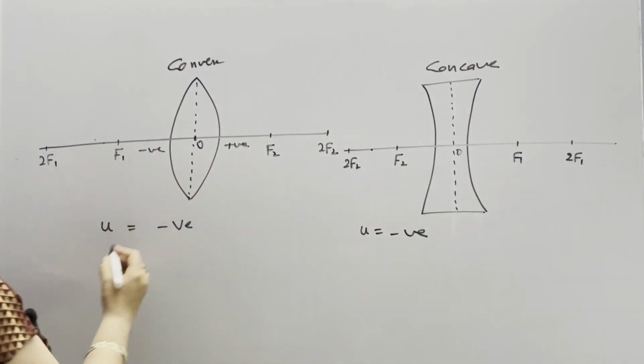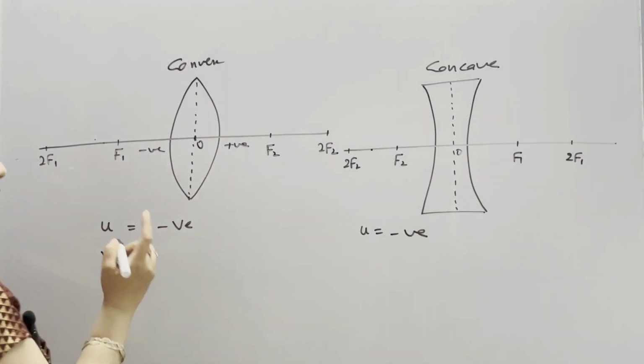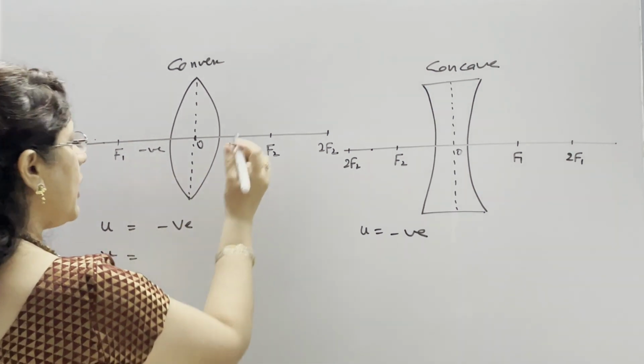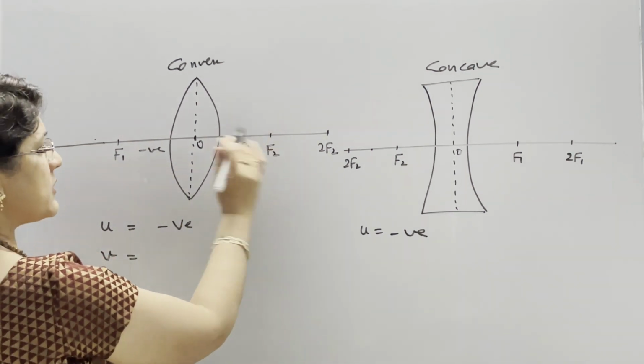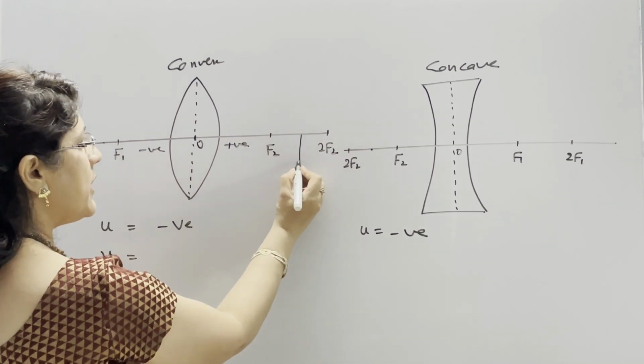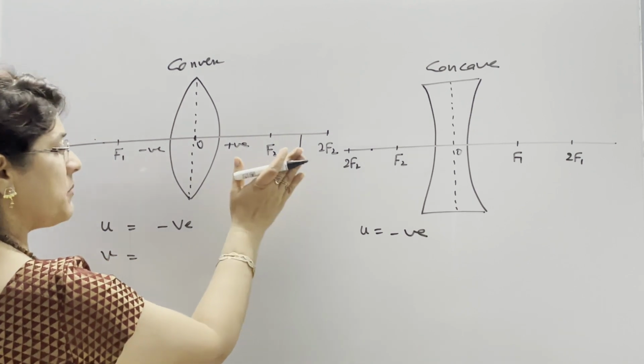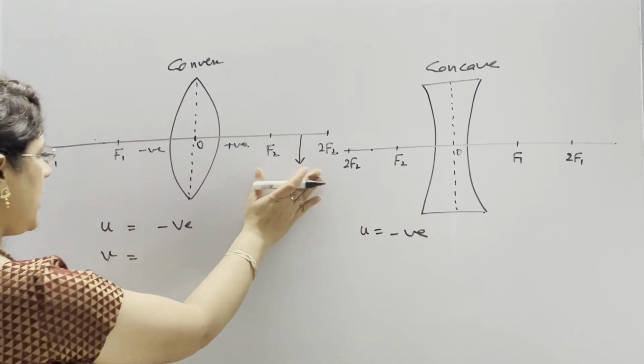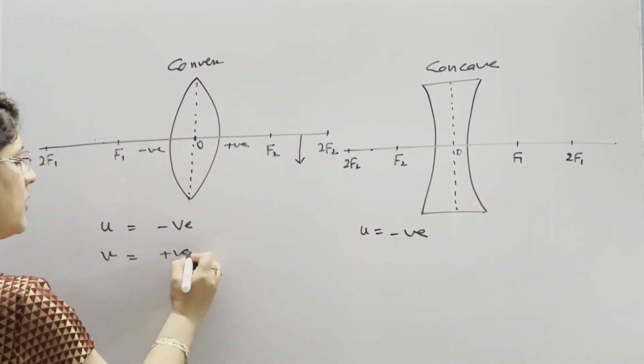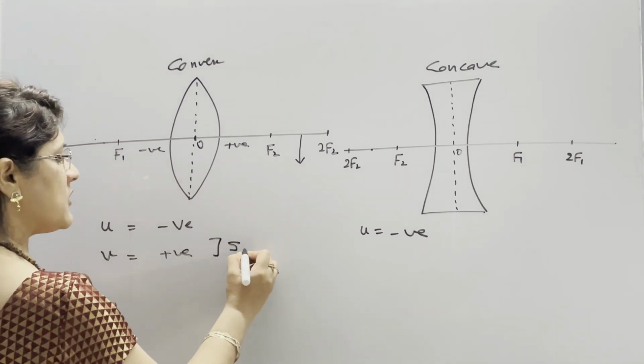Now coming to v, it means the distance of the image. Now image is forming in first 5 cases on the right hand side. We have seen that the image is forming real and inverted. It means it is forming on the right hand side. It means it is the real image. For real images, v is positive. For first 5 cases, v is positive.